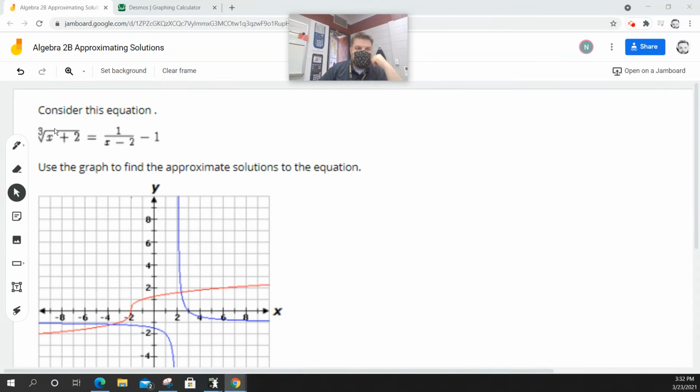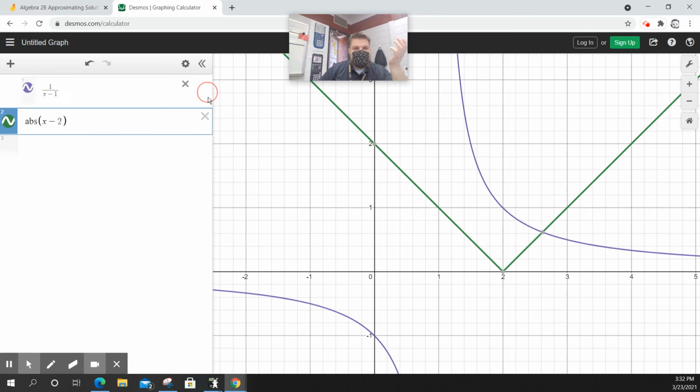Okay, so for this one, we have the cube root of x plus 2, and that is set equal to 1 over x minus 2, minus 1. So we have the graph here, and it says approximate the solutions. Well, let's just type that in.